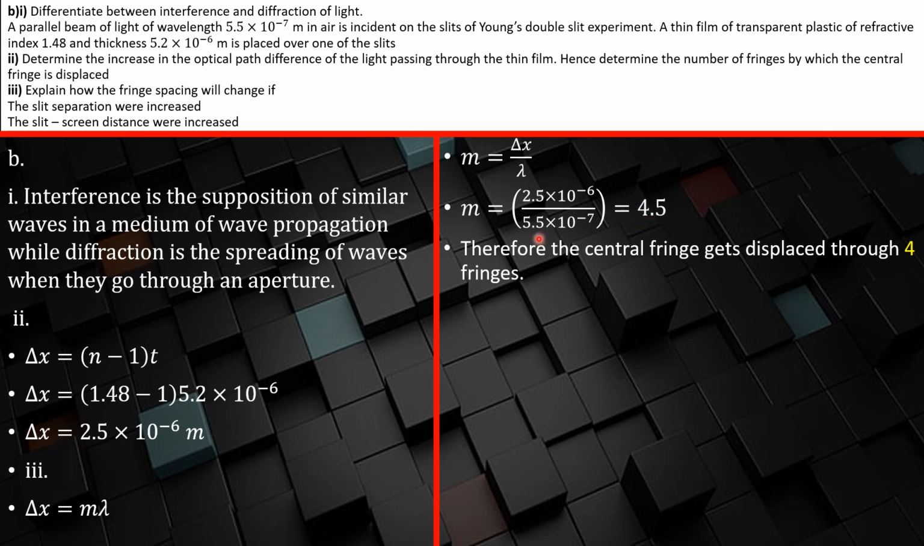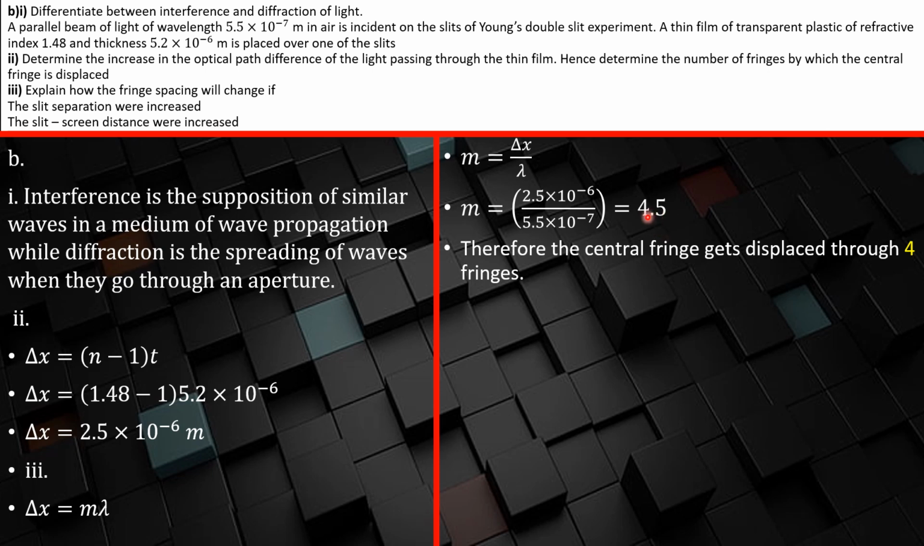Remember m is an integer, so 4.5 is not an integer. You should know that. Good. So this fringe is displaced through 4 fringes, and you don't round up, you always round down. So it tells you that there are only 4 possible bright fringes that can be observed.